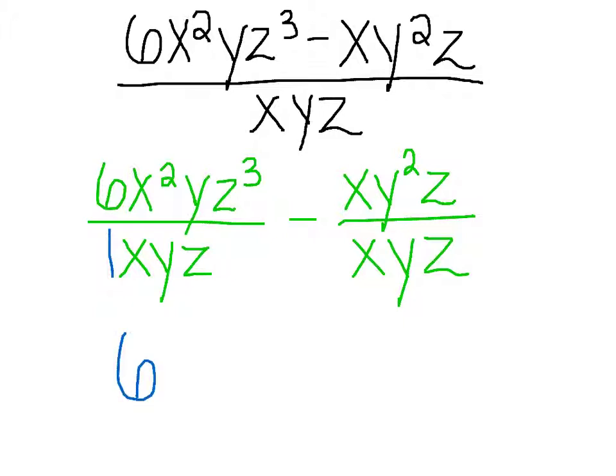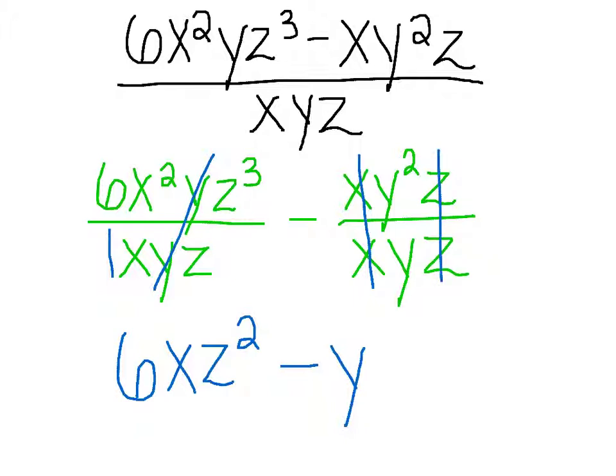X squared divided by x is x. Y divided by y, those cancel out. And z cubed divided by z is z squared. Minus x divided by x, those cancel out. Y squared divided by y is y. And z divided by z is 1. So we have 6xz squared minus y. If you got this correct, nice job.